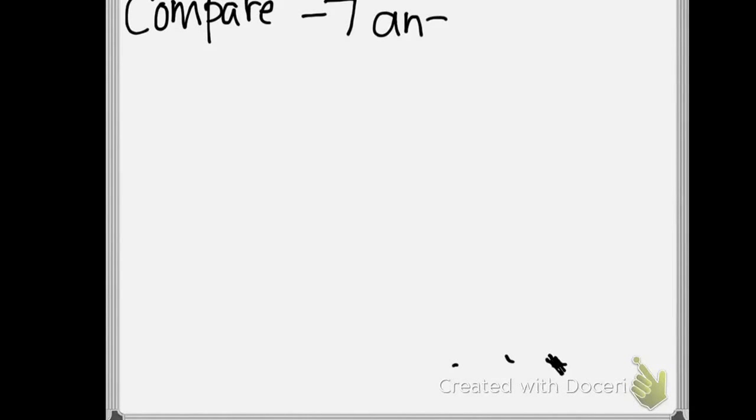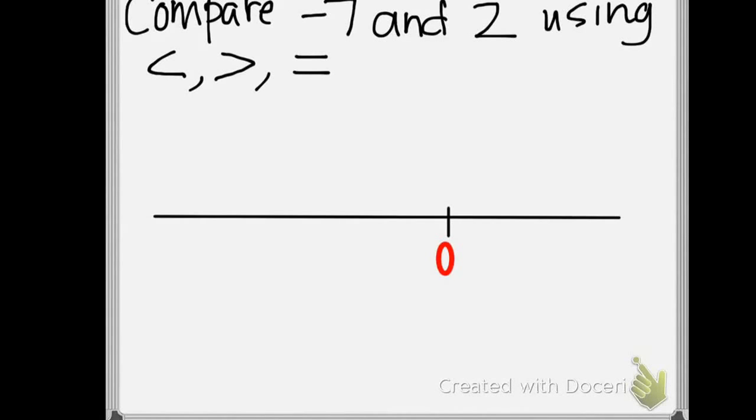Okay, the next thing that we're going to do with integers is we're going to compare. This is the next part of our learning target here. And when you compare, you're going to use the greater than, less than, or equal to signs. And in this case, I have it written less than, greater than, or equal to signs.